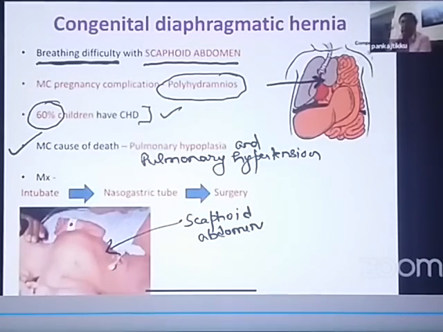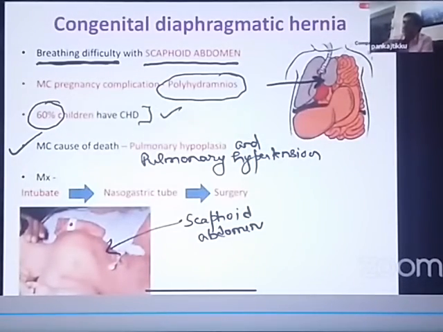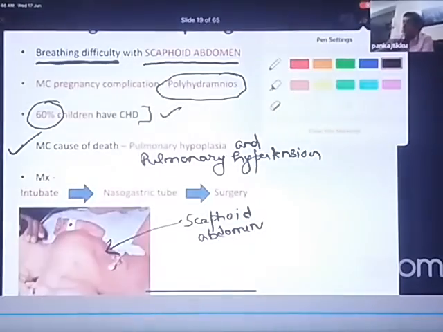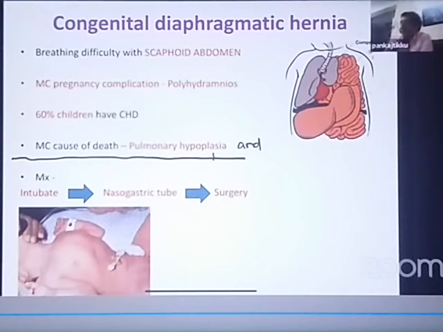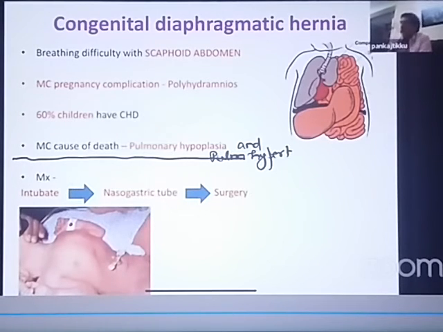Suppose this child comes to you. How do you manage this child of diaphragmatic hernia? We have done till here. Common causes of death are pulmonary hypoplasia and pulmonary hypertension. So what is the management? The first thing is to intubate the child.